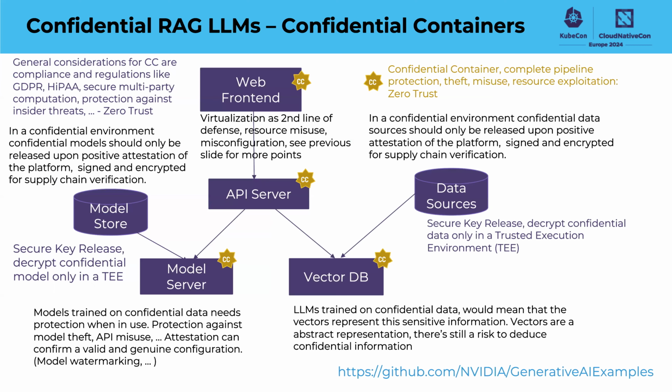If you're looking at a simple pipeline where we have the model server, the vector DB, API server, and web frontend, and you're asking yourself, well, what should I run in a confidential container? The simple answer is really run everything in a confidential container, because again, a container breakout can take over the complete node, the complete cluster. At least if you're running it in a confidential container, your data confidentiality is still valid.